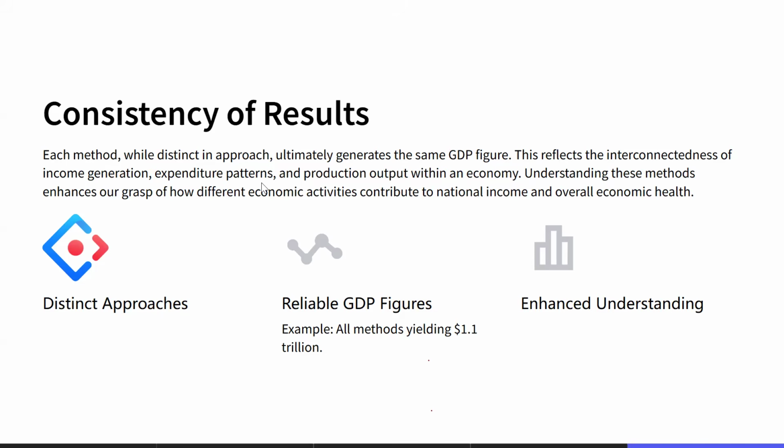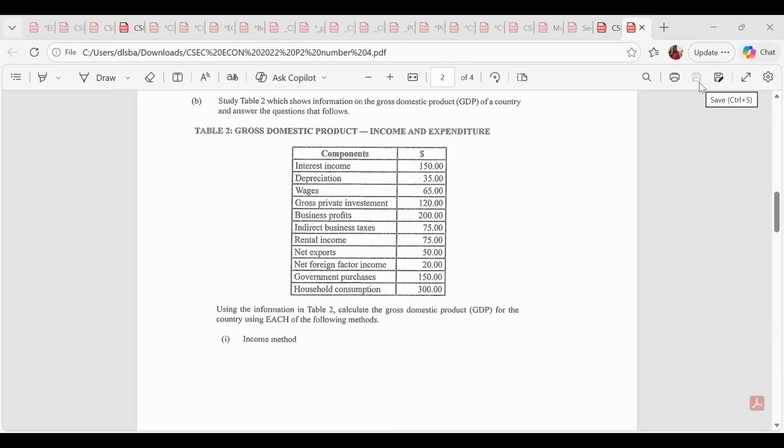All right, so let's take a look at a question to see if that is the case. It said study table 2, which shows information on the gross domestic product of a country, and answer the questions that follow. Use the information in table 2 to calculate the gross domestic product, GDP, for the country using each of the following methods. The first one is the income method. What I told you to think about when you're doing the income method. Anybody can remember?